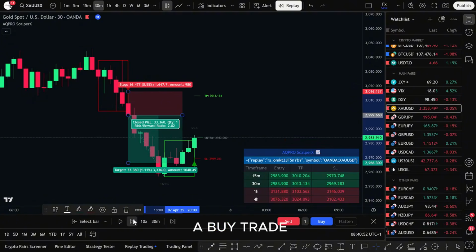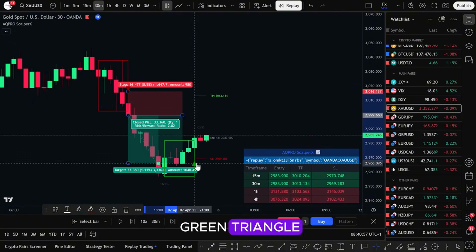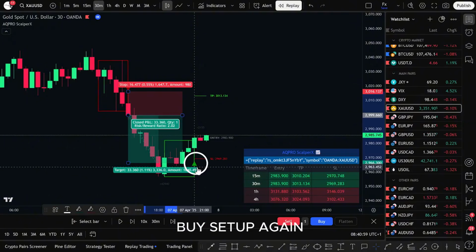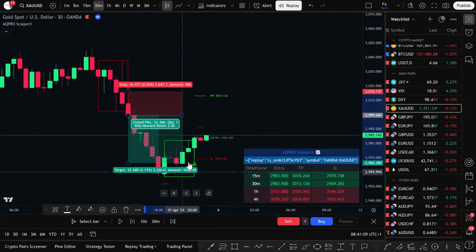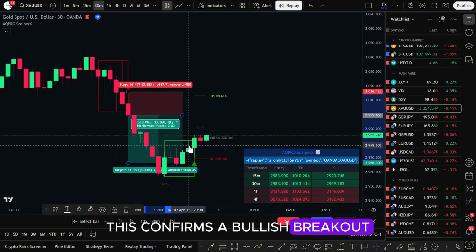Now let's look at a buy trade. Here we've got a green triangle, which signals a valid buy setup. Again, make sure the candlestick closes outside the box. This confirms a bullish breakout.